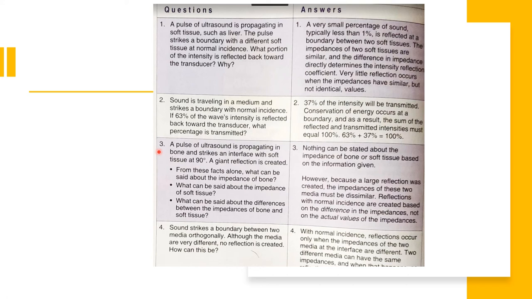A pulse of ultrasound is propagating and strikes an interface with bone at 90 degrees. A giant reflection is created. Based on one of these facts, what can be said about the impedance of the bone? And what can be said about the impedance of the soft tissue? And what can be said about the difference? Well, nothing can be said about the impedance of the bone or soft tissue, but the difference is large because there was a significant reflection. And with this one, sound strikes a boundary between two media orthogonally, that means perpendicularly. Although the media are very different, no reflection is created. How can that be? Well, with normal incidence, reflections occur only when the impedances are different. Two different media could have the same impedances.